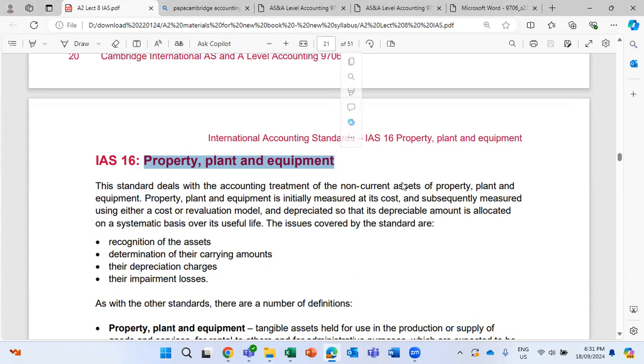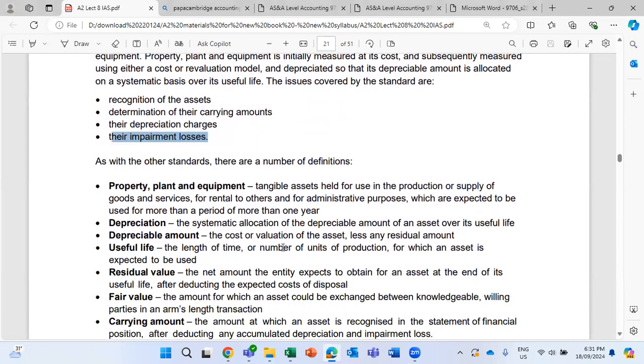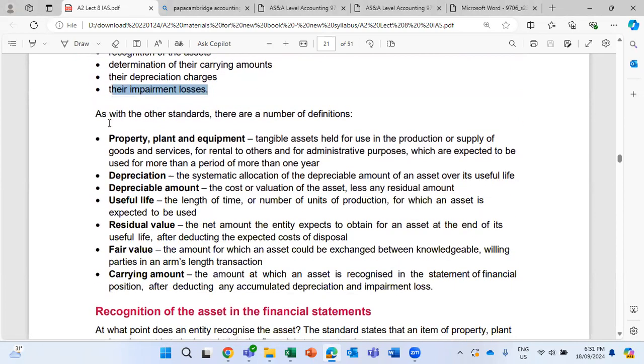According to this standard, the subject matter covers recognition of the assets, how to determine their carrying amounts, the depreciation charges, and the impairment losses. Impairment loss is something I will discuss in more detail later. Before we start off, you have to know these definitions, so I'll go through them one by one.